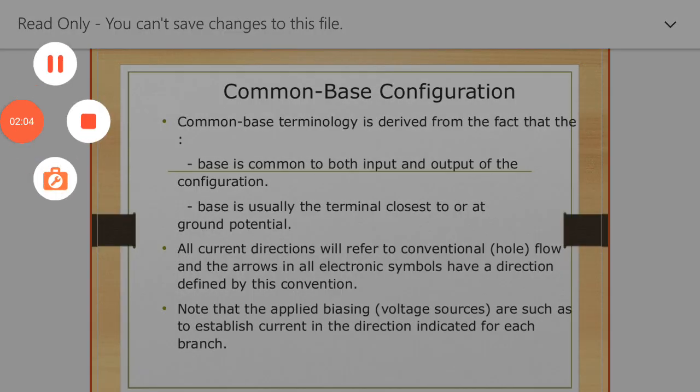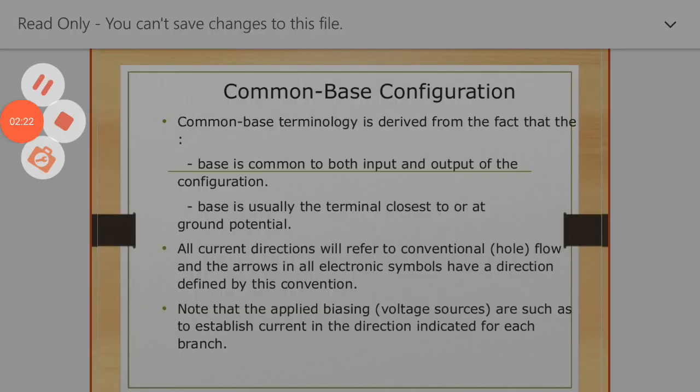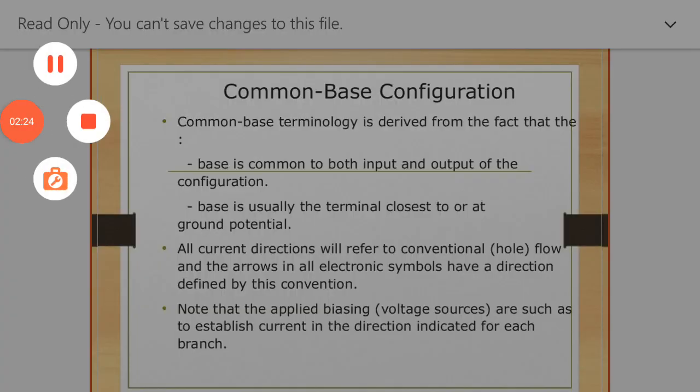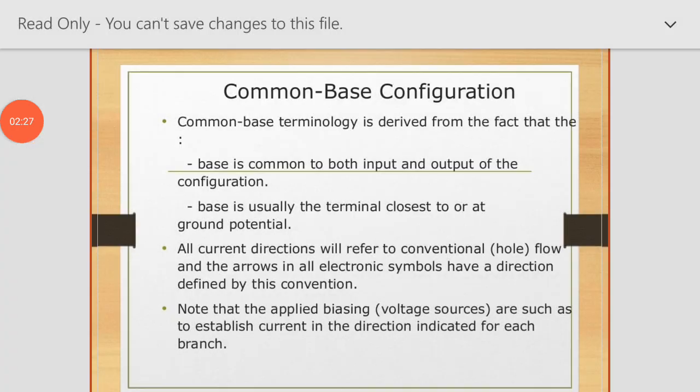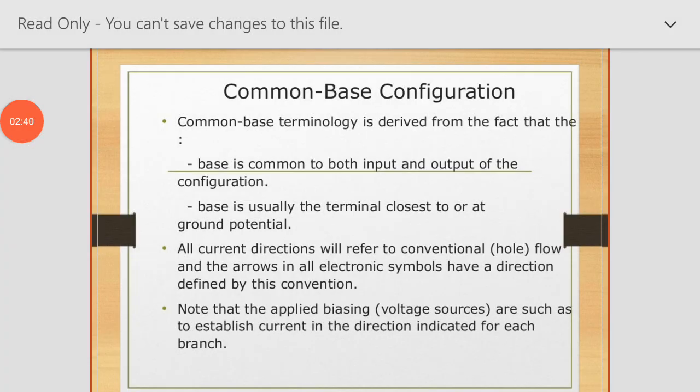There are different configurations used in a transistor. Firstly, we see the common base configuration. The common base terminology is derived from the fact that the base is common to both input and output of the configuration. Base is usually the terminal closest to or at ground potential. All current directions will refer to conventional hole flow, and the arrows in all electronic symbols have a direction defined by this convention. Note that the applied biasing voltage sources are such as to establish a current in the direction indicated for each branch.